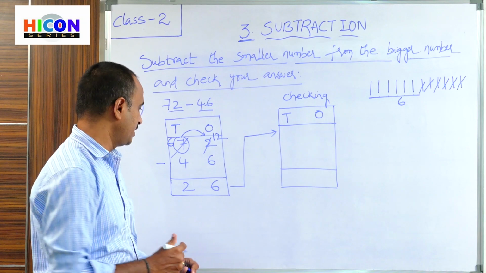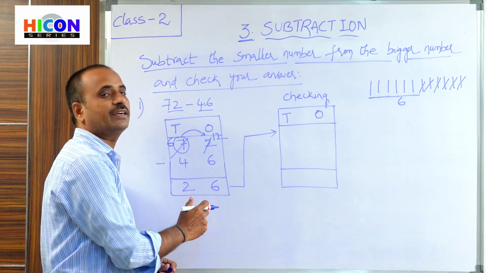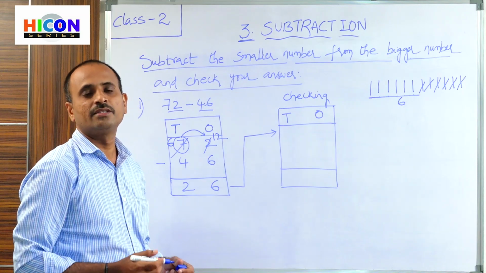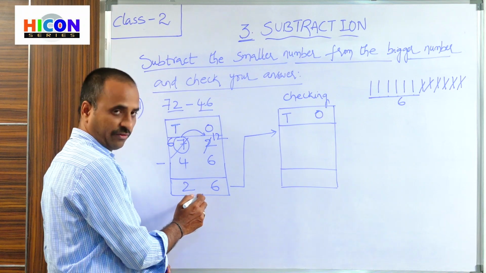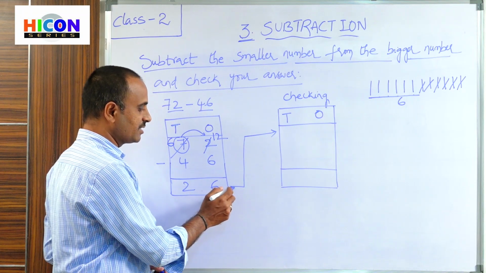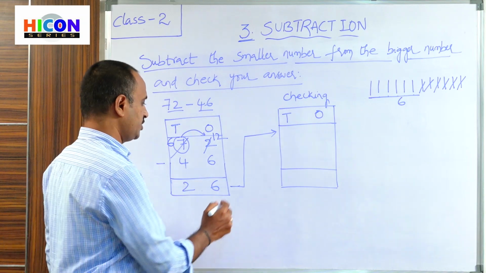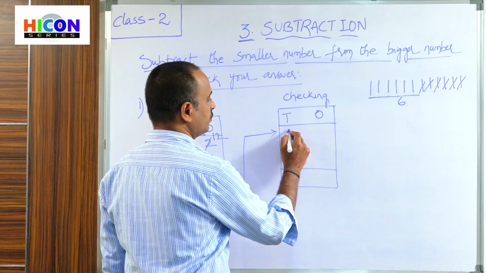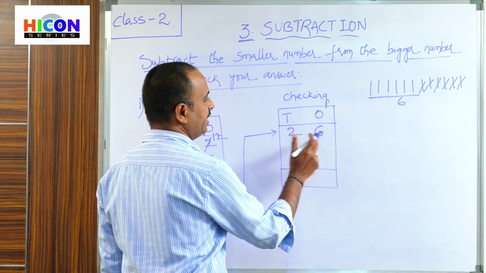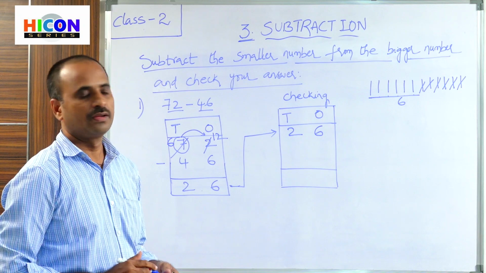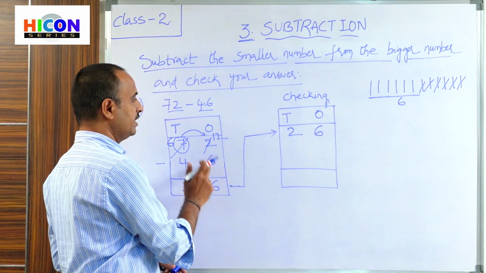Now we can check whether this answer 26 is correct or not. How can we check? Just by doing addition. So add this difference, that means add this answer, to the smaller number in the subtraction. So first write the difference here. So 26 is the difference. So 26 is the answer. So write 26 first.